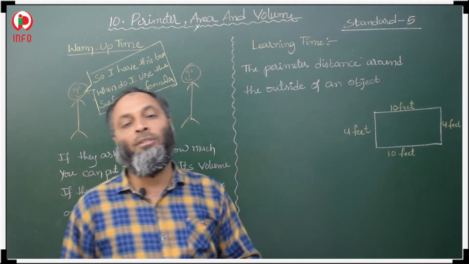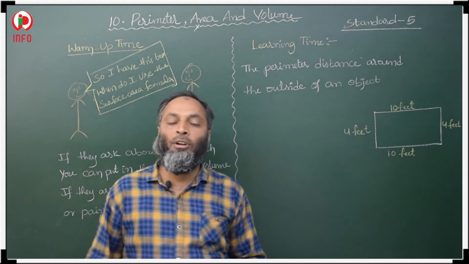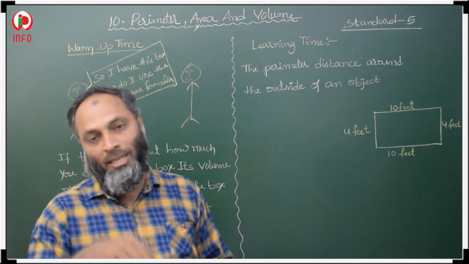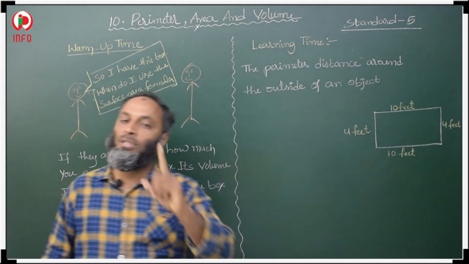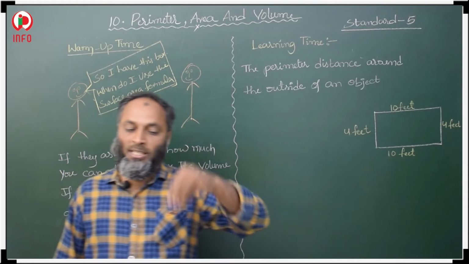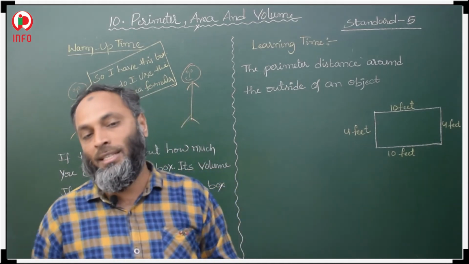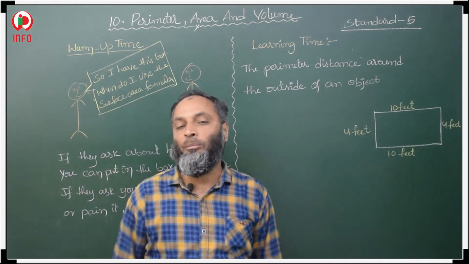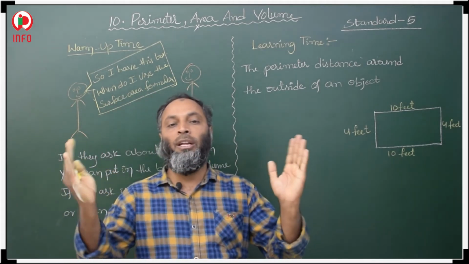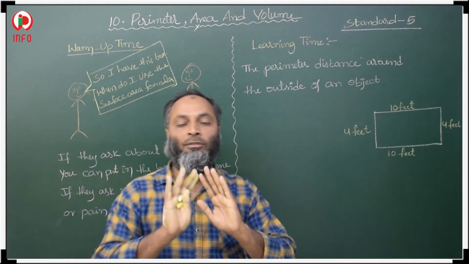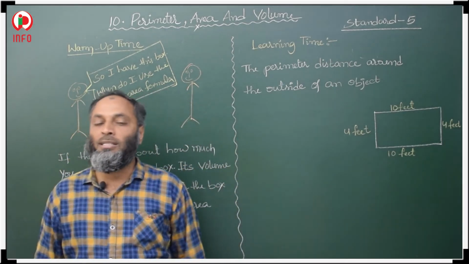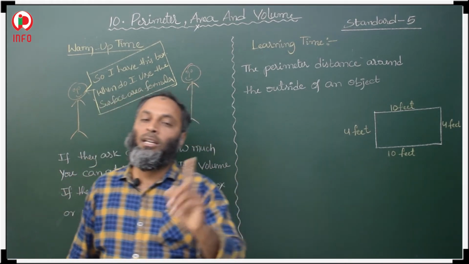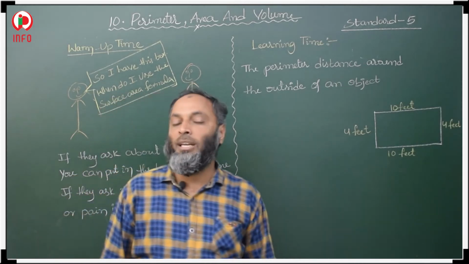Then when should we use the volume formula? If you want to keep something inside the box, then we have to use the volume formula. Volume means the inside, how much capacity there is to hold. Area means whatever surrounding surface is there, that comes under surface area. If you want to color the whole box, we use the surface area formula.